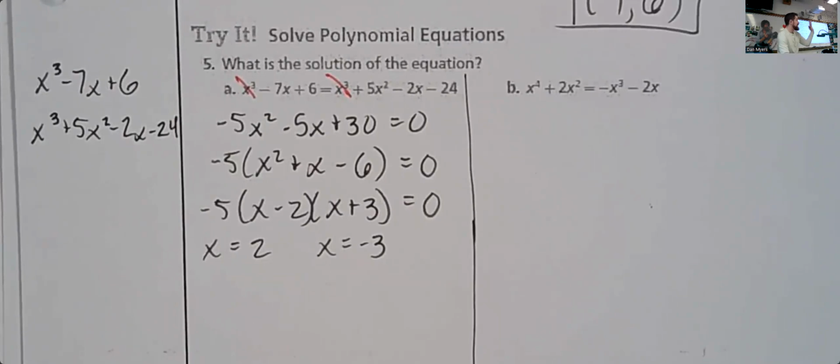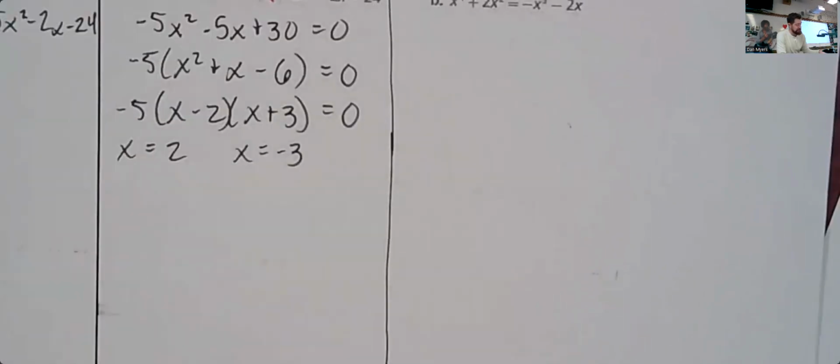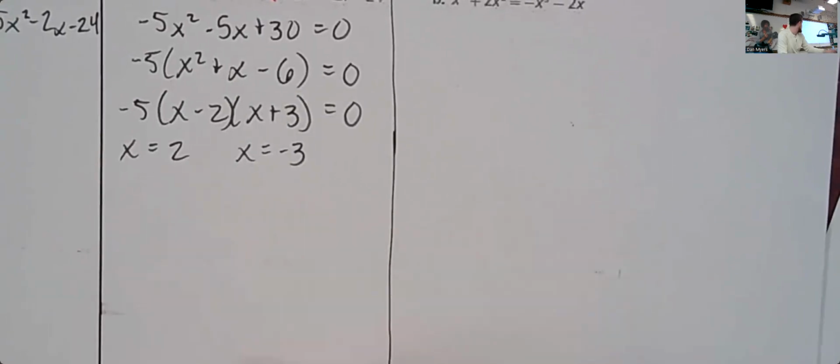So we're going to have 4 synthetic divisions to do on this problem, which hopefully won't take very long. If we're getting pretty good at synthetic division, this should be a pretty quick process. So let's give it a try. Let's go with x equals 2 first.